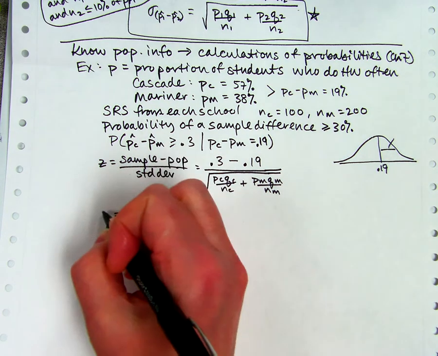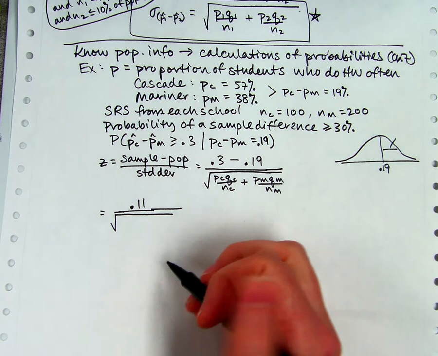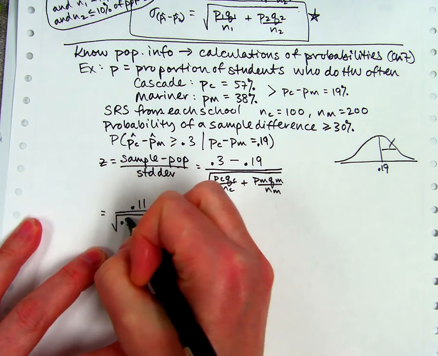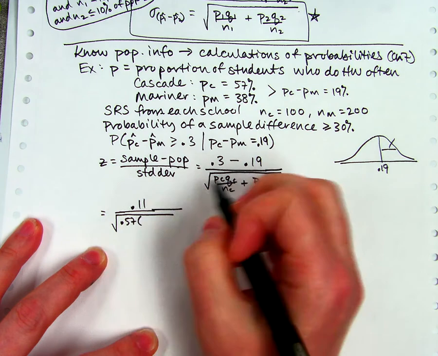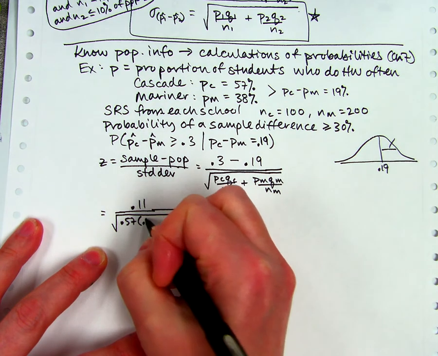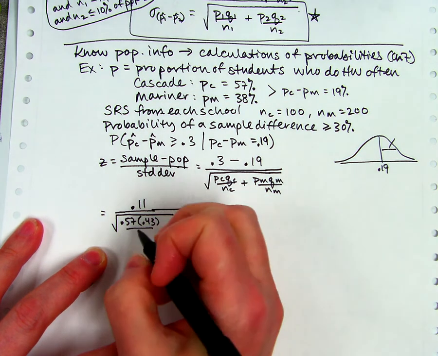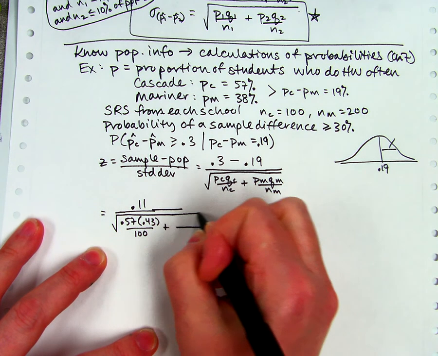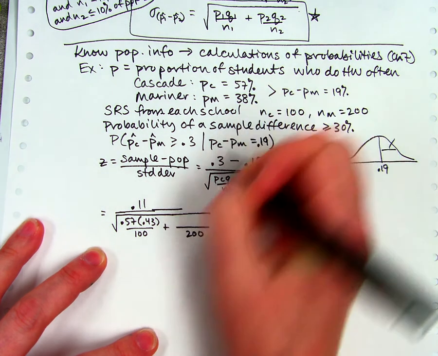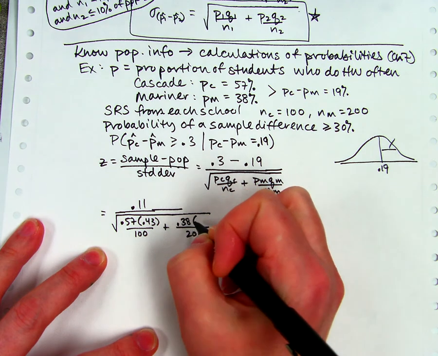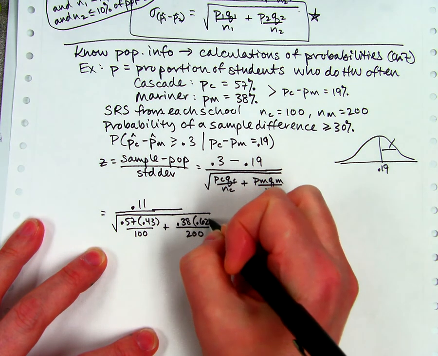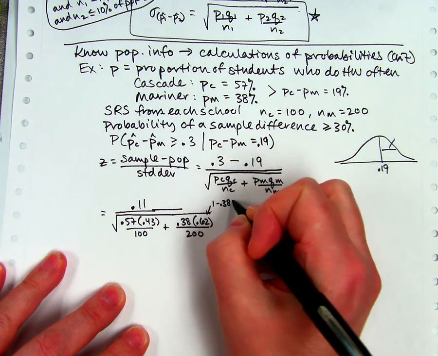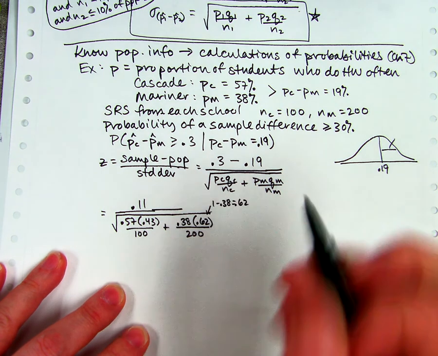Let's start plugging numbers in down here. So I'm going to show lots of work just to make sure that you're with me. So then this would be PCQC. PC is 57%. 0.57 times QC, which is 1 minus 0.57, that's 0.43. And then NC, the number from Cascade, is 100. And then I'm going to do the same thing with the Mariner numbers. I'm going to use the 200, and I'm going to use the 38%. And I'm going to do 1 minus 38%, which is 62%. If you need to write that somewhere so that you know what's happening, that's what I just did. And I did the same thing to get the 43.